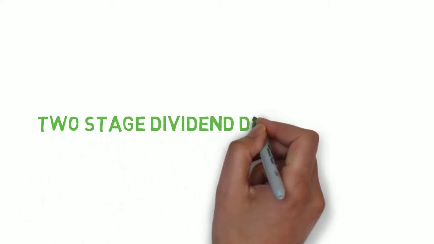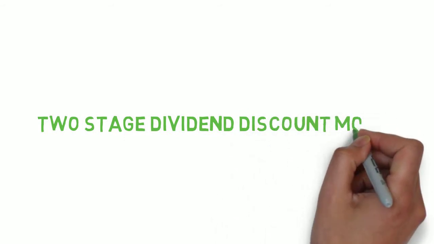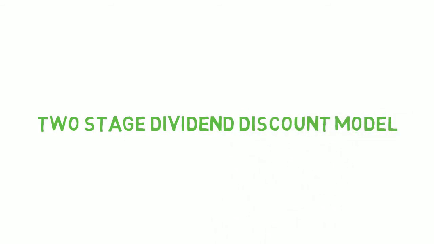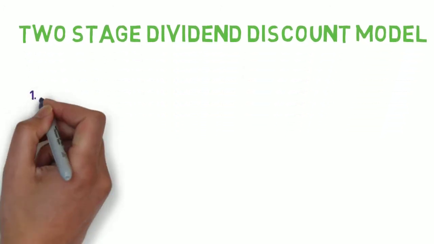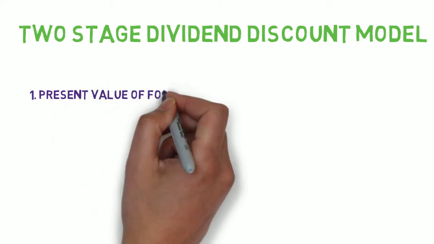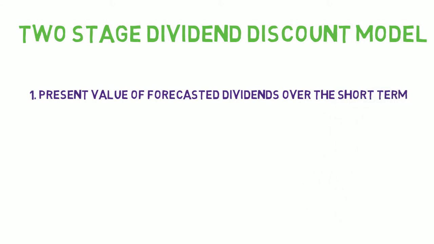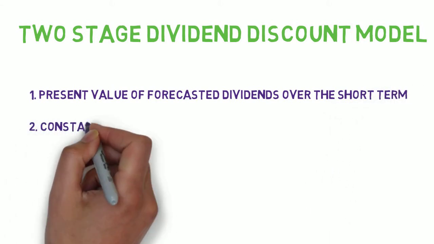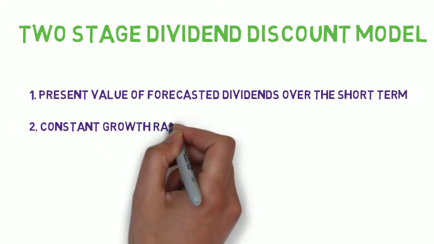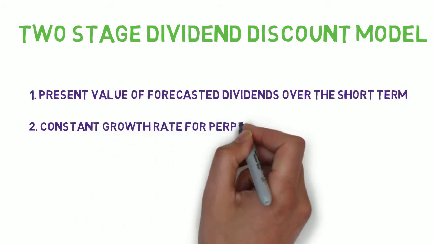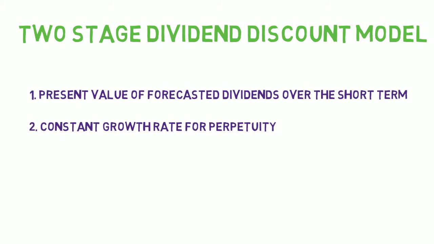In this model, we start by forecasting dividends at a supernormal growth rate in the short term, and we assume the forecasted dividends will stabilize at some point in the future, and after that the dividends will continue to grow at some constant rate. So we value a firm in two stages. The first stage is the present value of the forecasted dividends over the short term, and the second stage is the present value of the terminal value of the firm, assuming a constant growth rate in perpetuity. So in the second stage, we use the Gordon growth model to find the terminal value of the firm. Let's look at an example.